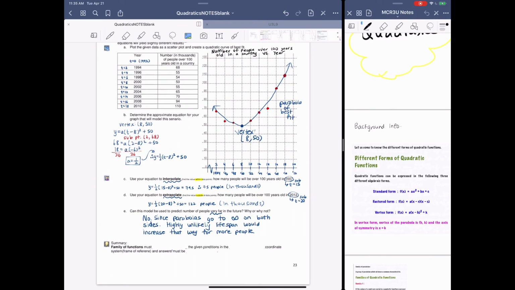And finally, the summary is that the family of functions must satisfy the given conditions in the same coordinate system, frame of reference, and answers must be exact.